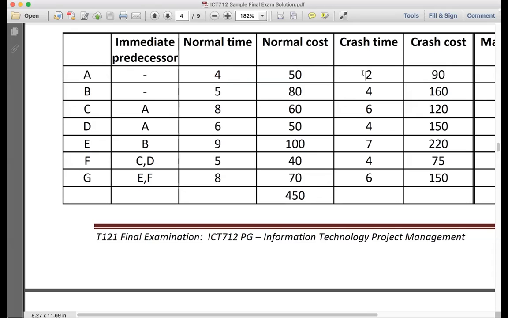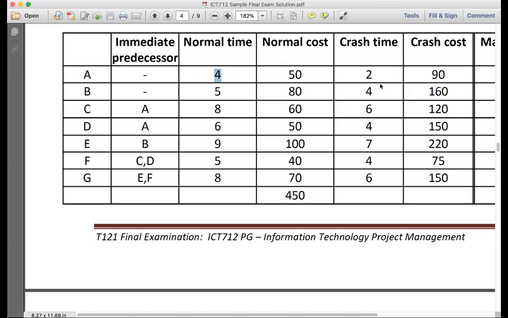How much is it going to cost me per period to crash it? $20. So it's going to cost me $20 for each period. I can crash it 2 times. There's 2 and 4. There's 2 periods. I can crash it 2 times, and it is going to cost me $40 for the 2 periods. So for 1 period, it's going to cost me $20. Does that make sense? Yes.